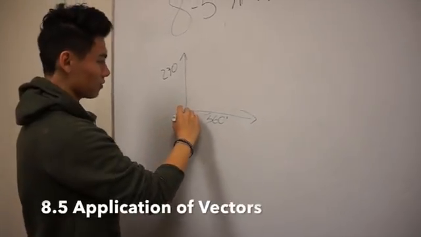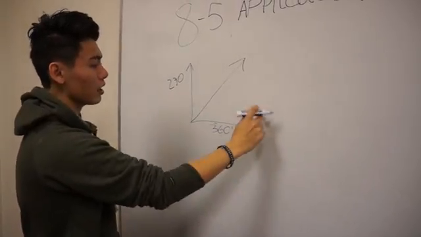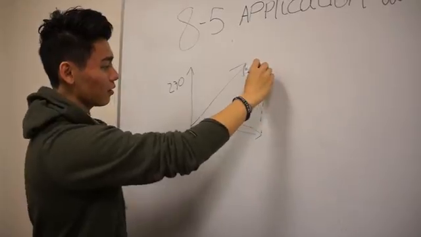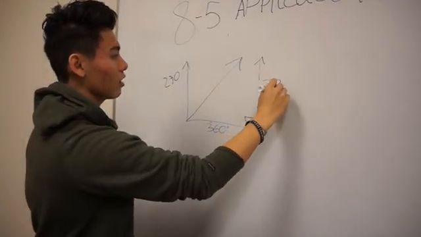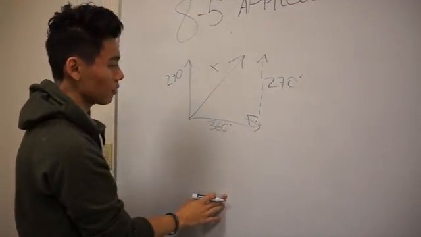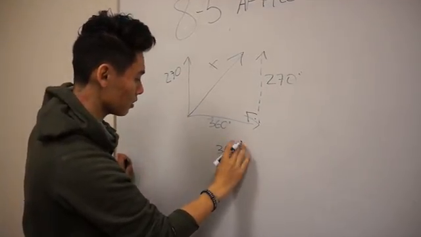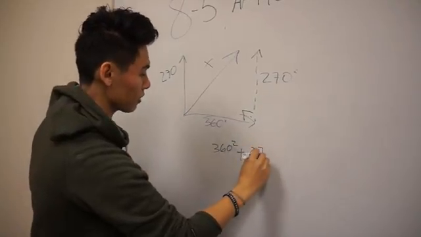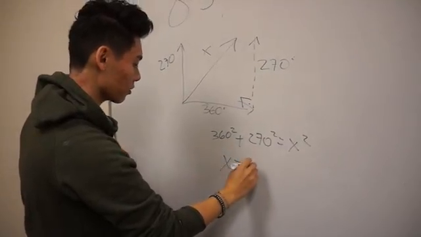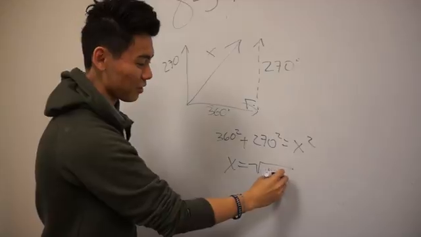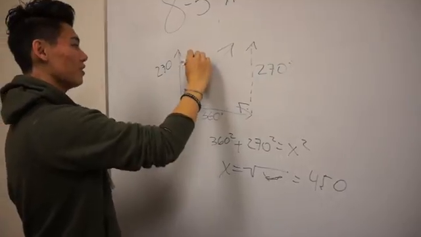To find the resultant vector, we should go that way. The way we do this is we just move the 270 this way, like this, and then we make a right triangle. We know this is 270, and this is also 270, so we're just solving for this one. Then we can use the Pythagorean theorem, so it would be 360 squared plus 270 squared equals x squared. So x equals the square root of a big number, which equals 450. And that's your answer.